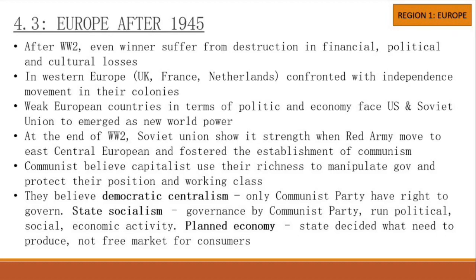That is why they asked for state socialism, which means governance by the Communist Party only, which means they would control all political, social, and economic activity. Regarding economic activity, the state would own all the businesses and decide what would be produced. The capitalist practice of competing companies producing similar products was seen as unnecessary. This is the opposite of what we learned in the earlier chapter, where capitalism has the right to choose what to produce. Here, the state decides what needs to be produced, not the free market where consumers choose what they want.